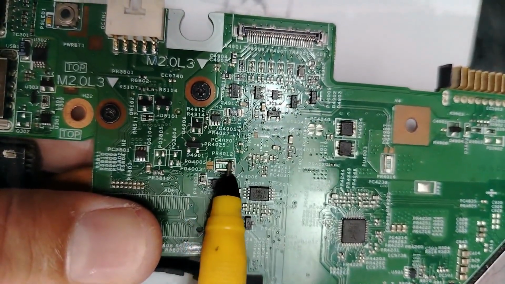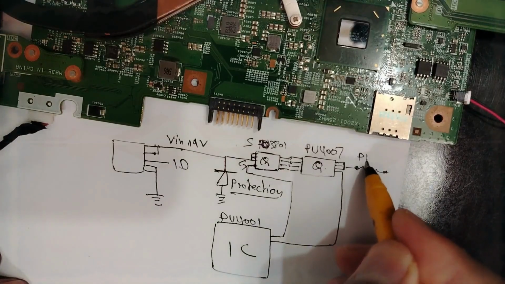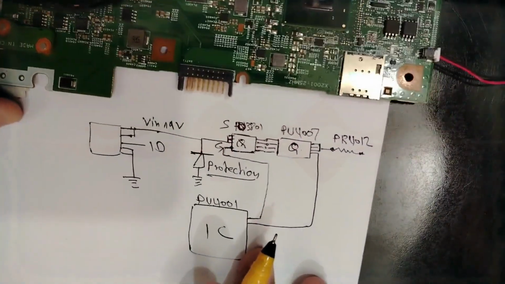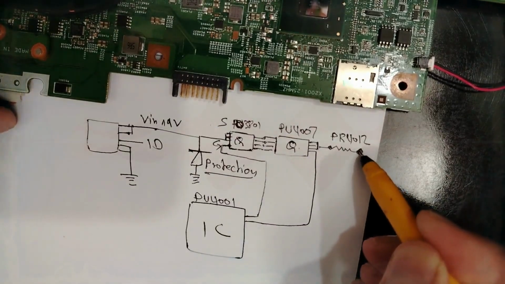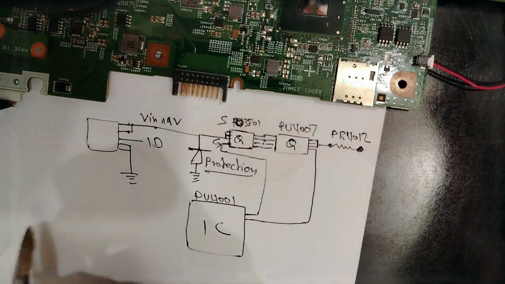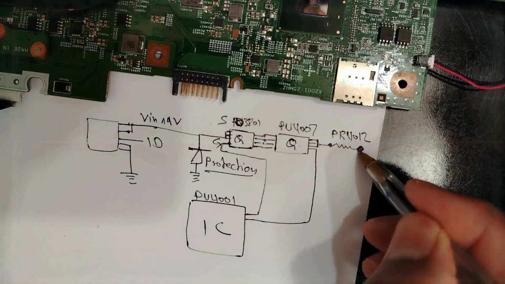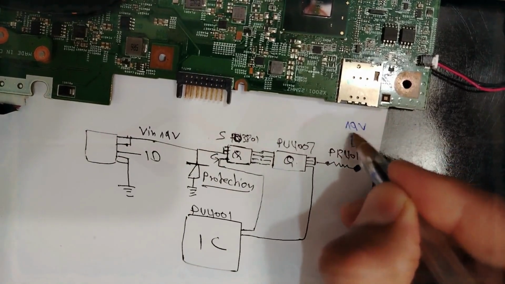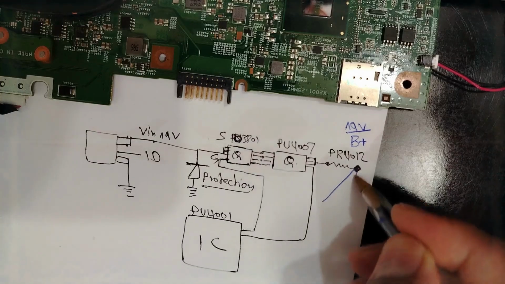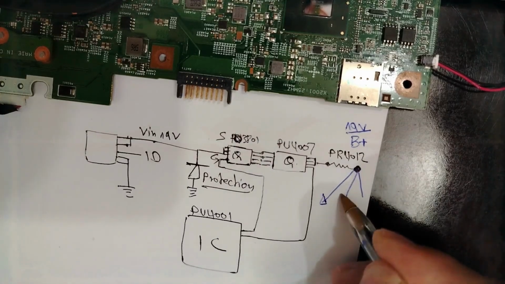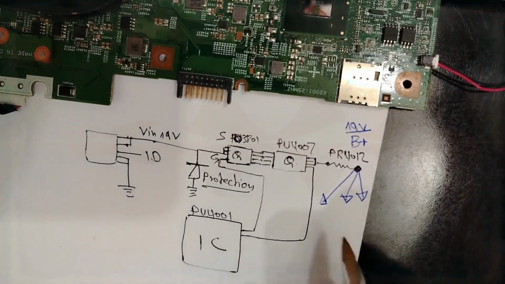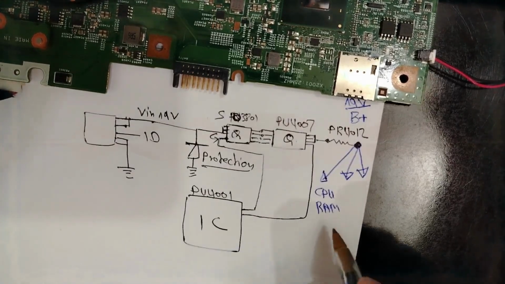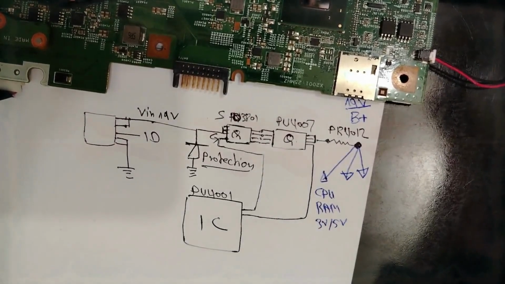We have PR4012. Okay, guys. And from this point, let me please use another color. Okay, so from this point, guys, where we have B plus, here we have B plus 19 volts. Okay, B plus, it will then be distributed to all circuits in the motherboard. All circuits, including CPU circuit, including RAM circuit, 3 volt, 5 volt, etc.